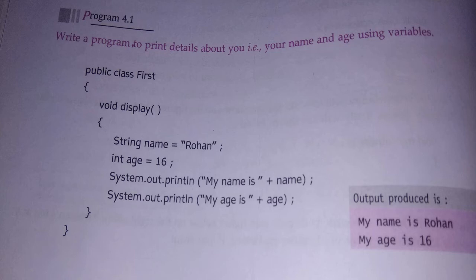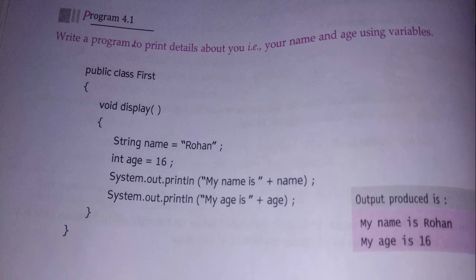Okay, so how will it give the output? My age is 16, because 16 is stored in the variable age. So the output will be like this. My name is Rohan. Next line, my age is 16. Why next line? Because I used println here, print in next line. Okay, understood it? Now we will see the next program.